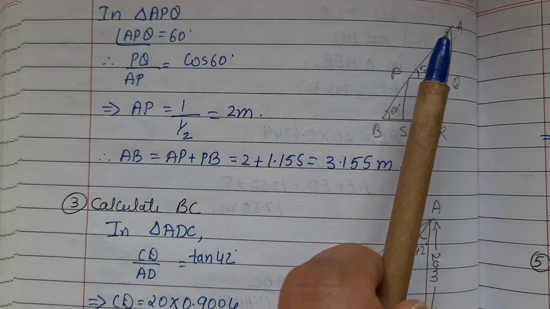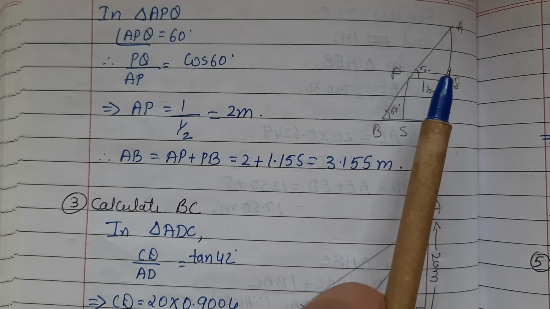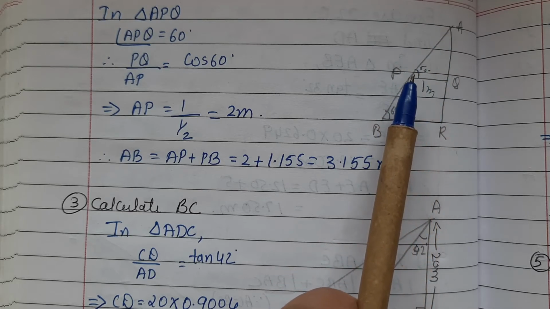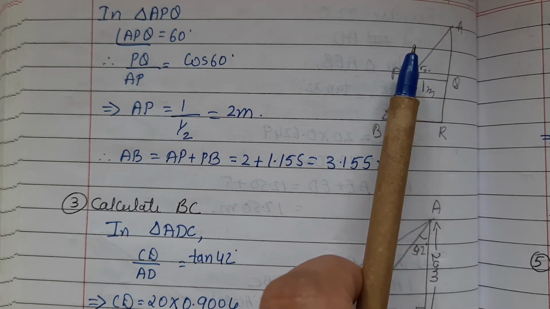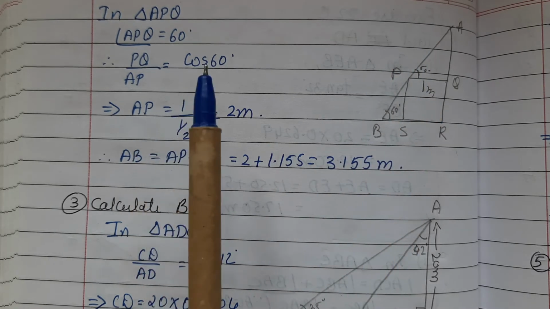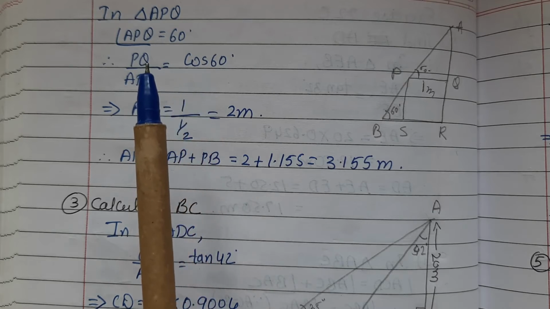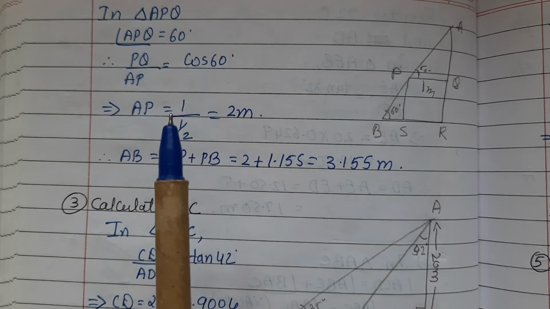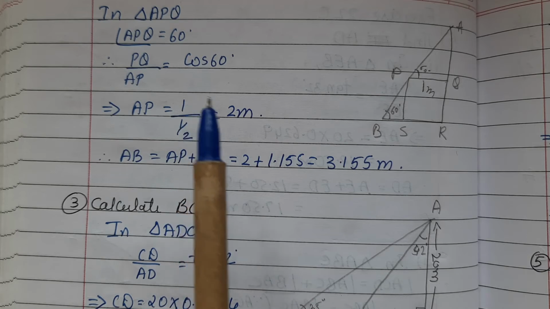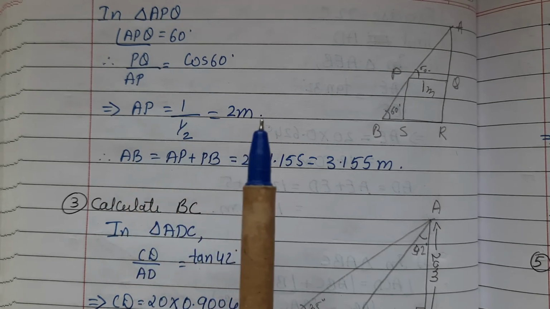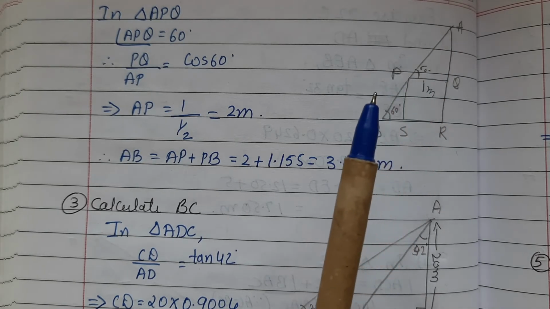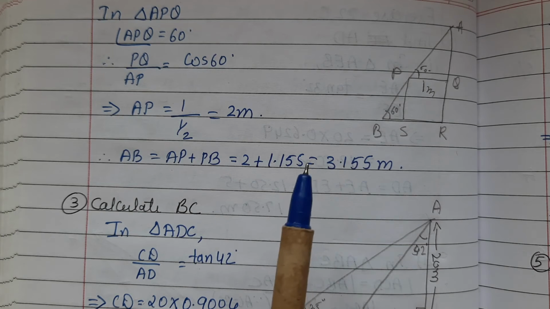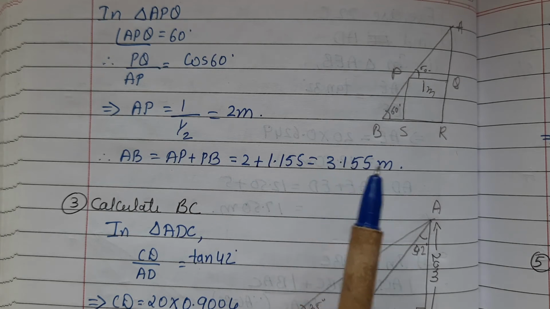Now, angle APQ is also 60 degrees, corresponding angles of parallel lines. In triangle APQ, cos 60 degrees is PQ upon AP. Therefore, AP is equal to PQ, which is 1, upon cos 60. Cos 60 is half. Taken to the numerator, 2. Therefore, AP equal to 2 meters. AB is equal to AP plus PB. AP is 2, PB is 1.155, equal to 3.155 meters.